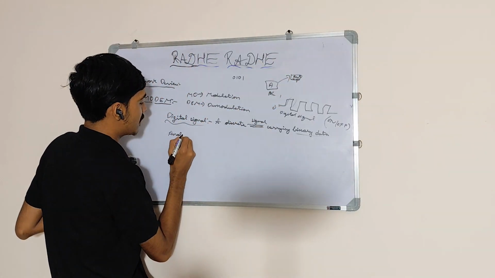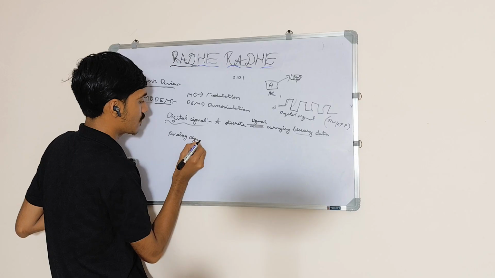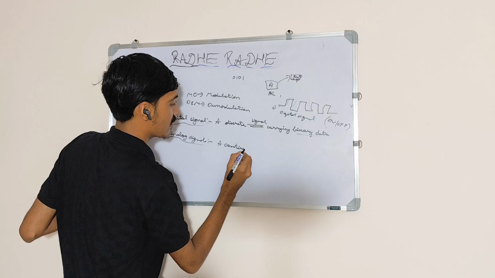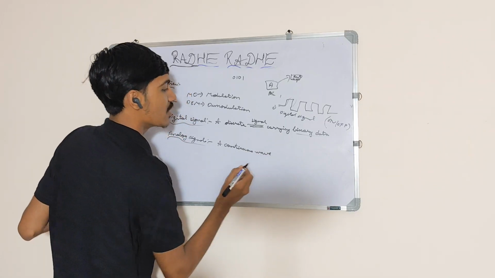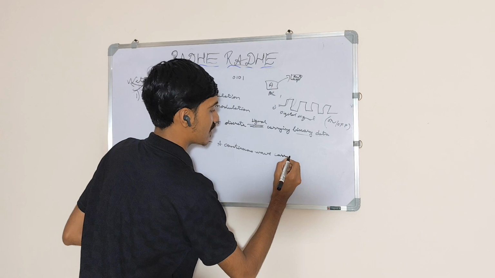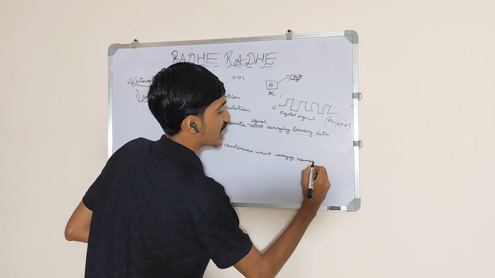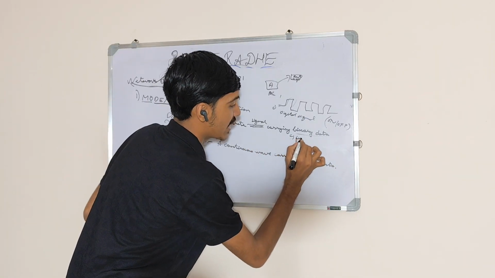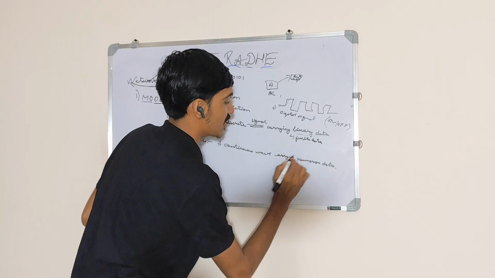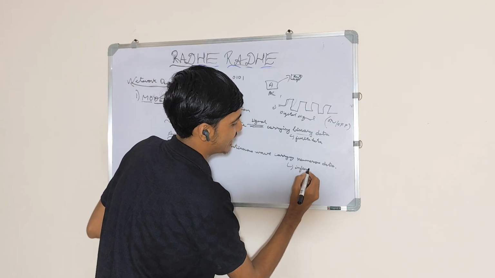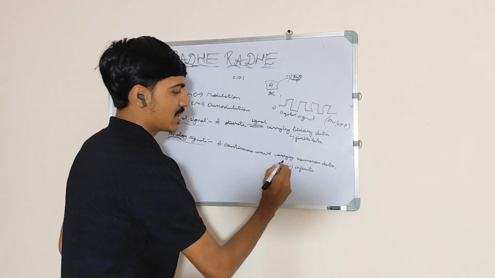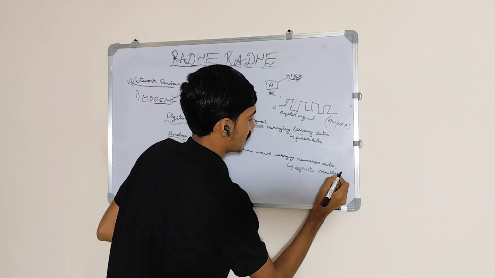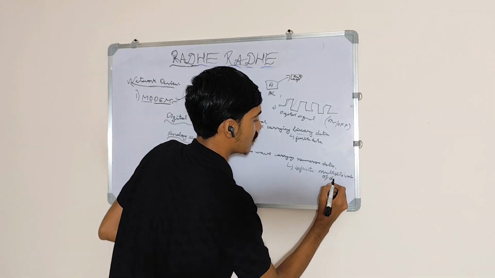And what are analog signals? Analog signals are a continuous wave carrying numerous data. Now this one is carrying finite data, and this one is carrying infinite data. Okay, no data is infinite, but continuous data, multiple values of data.